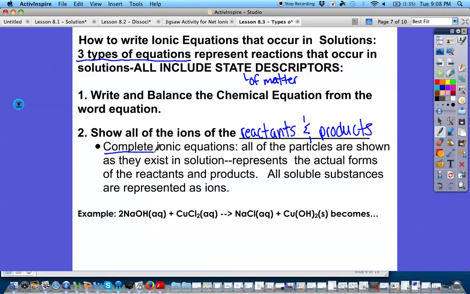The complete ionic equation has all of the particles, so these ions that we showed. All of the particles are shown as they exist in solution, and it represents the actual forms of the reactants and products. All soluble substances are represented as ions. Now, if it is insoluble and it is solid, it's not going to split into the ions. So a solid, a liquid, or a gas does not split into ions.